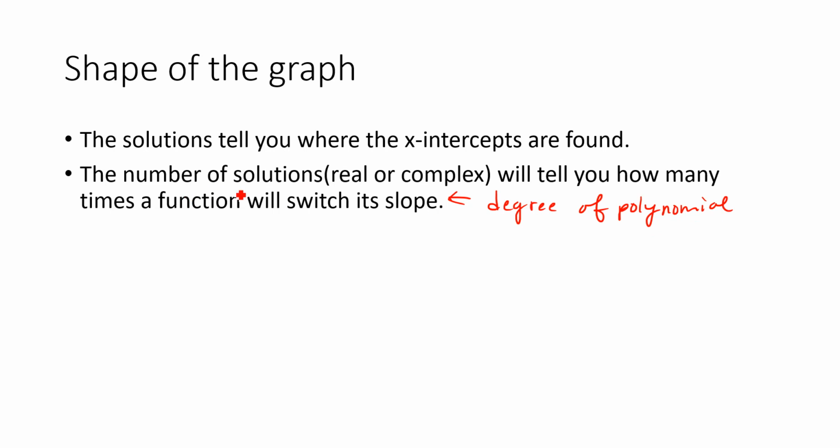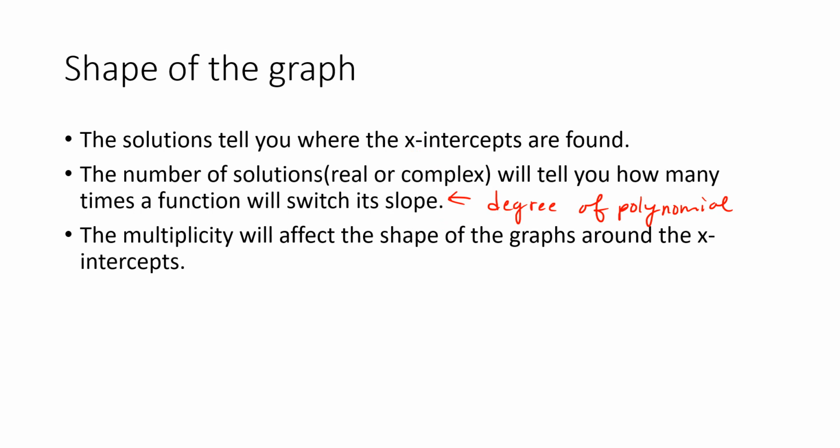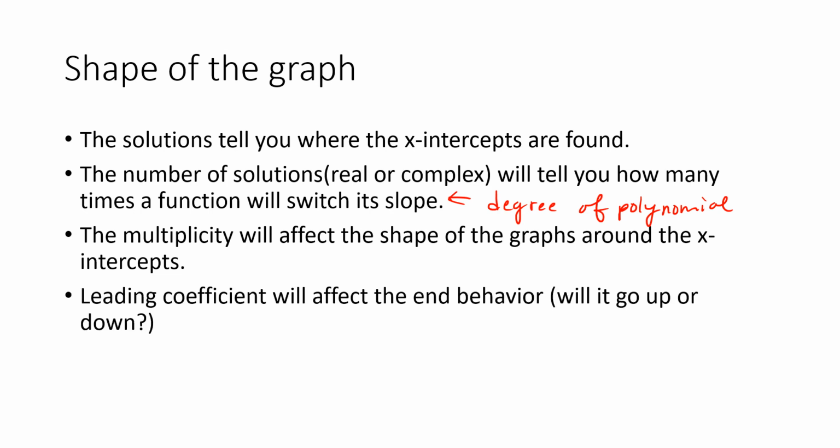Okay, not really the number of solutions. The degree of the polynomial will tell you how many times it goes up and how many times it goes down. Basically, it changes its direction eventually. The multiplicity will affect the shape of the graphs around the x-intercepts. This is pretty important, and I'm going to talk about it in a little bit. The leading coefficient will affect the end behavior.